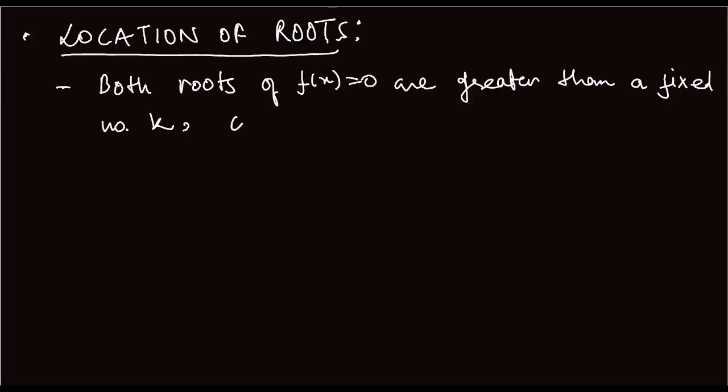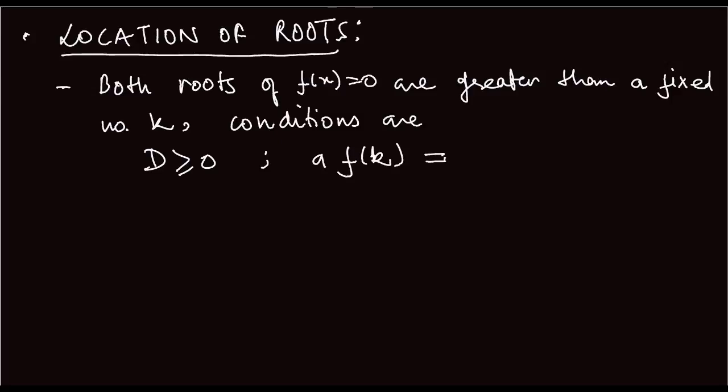For this, the conditions are: d is greater than or equal to 0, first of all, because we have two roots. So both roots, we are talking about two roots, so d can be greater than 0 or d can be equal to 0. In that case also we have two roots but they are the same, not different. Then a times f(k) is greater than 0, not equal to 0, and k is less than minus b by 2a.